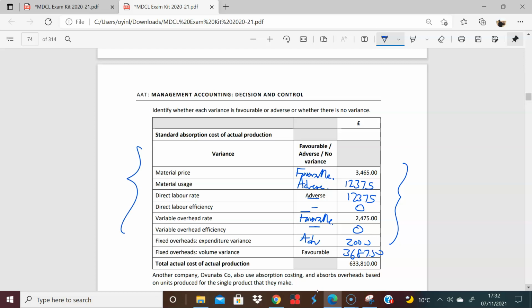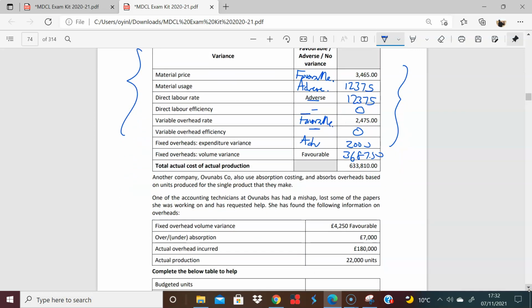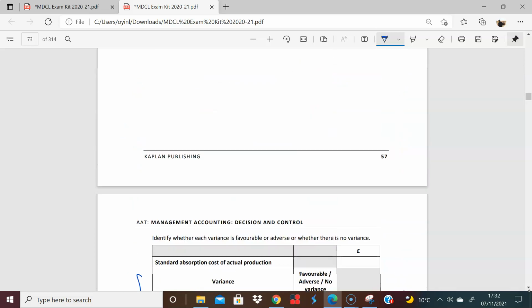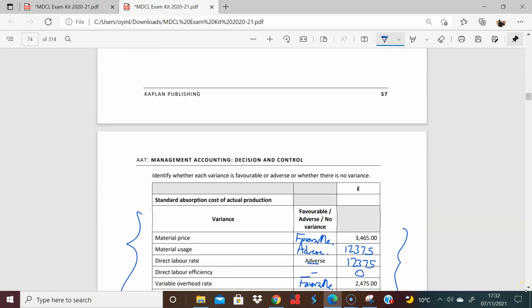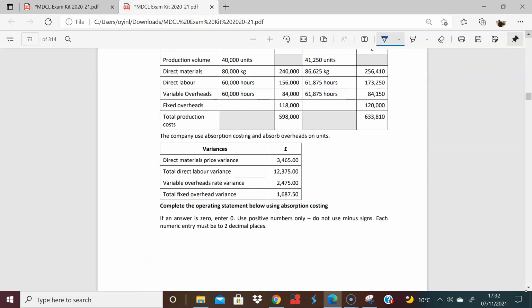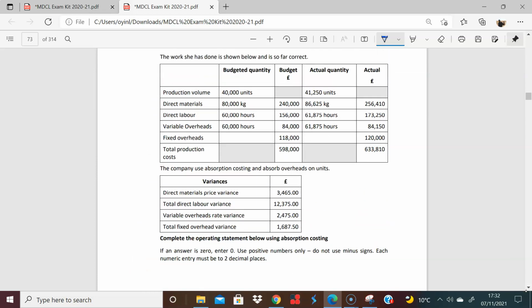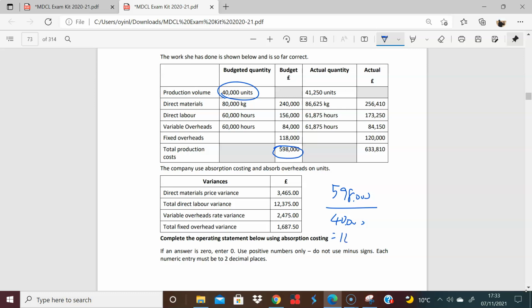If you can walk through this, you're literally just pulling out all the variances again. Right, so I said that earlier. I didn't calculate this, but let me just do that bit now. And really, we did something like that where we said, well, because we're absorbing all the overheads, this is the total cost of making 40,000 units. So 598 divided by 40,000 is the standard cost of a unit. So 598 divided by 40,000 is 14.95.